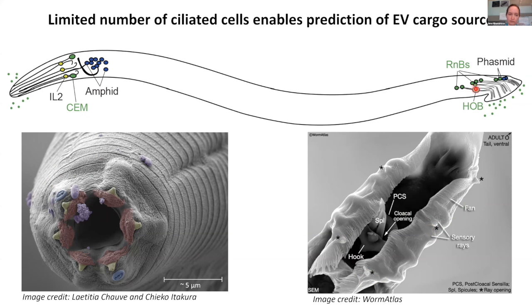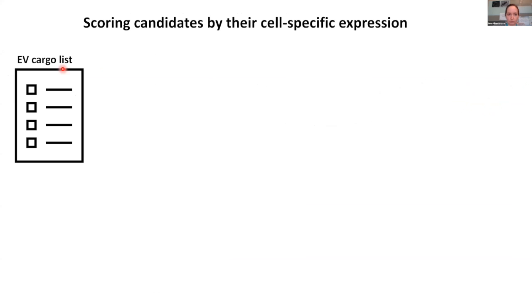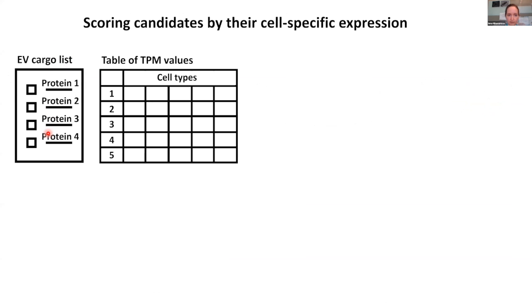Because these neurons have different transcriptional signatures, and there is a data set of single cell transcriptomics of C. elegans, so basically the transcriptional signature of all the cells of C. elegans is identified. And so we combined our data set of proteins with single cell transcriptomic data sets, where for each protein we saw its expression in TPM values, transcript per million, in every cell of the worm. And so we started scoring our cargoes based on this expression.